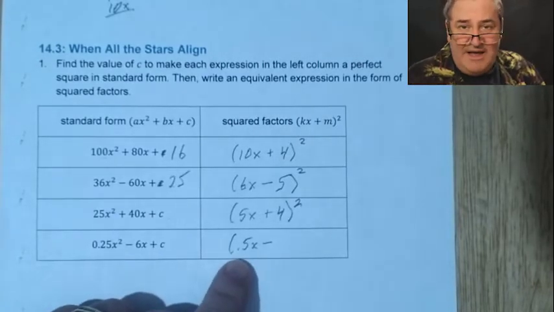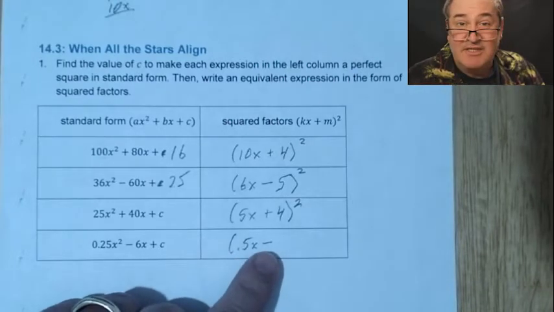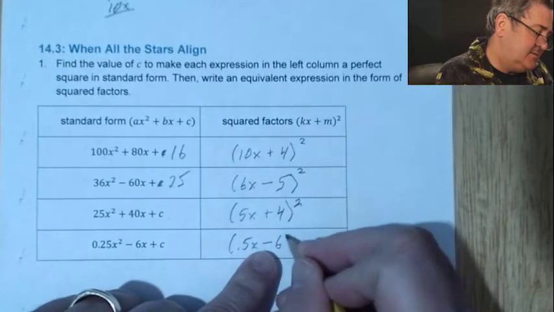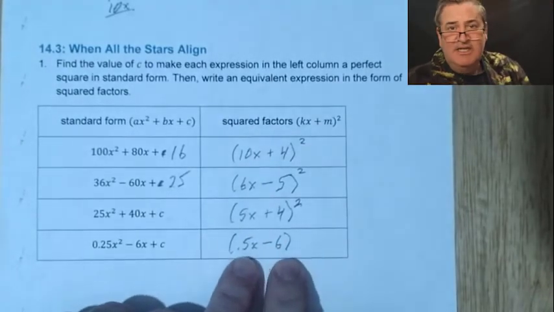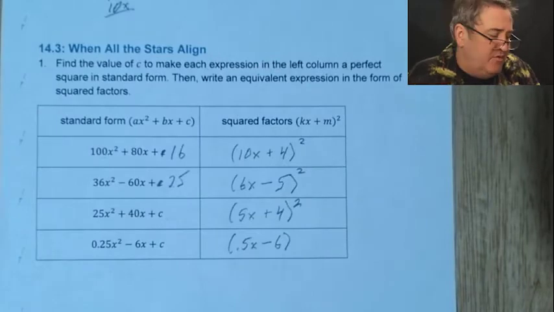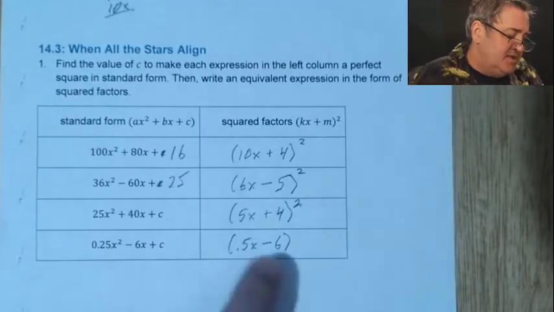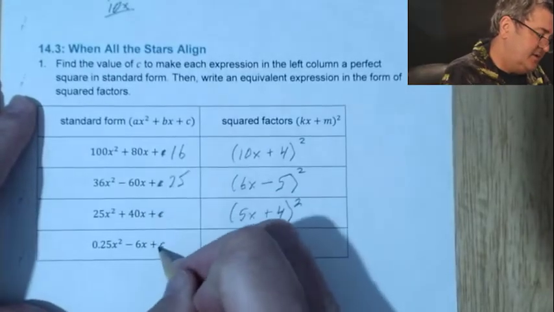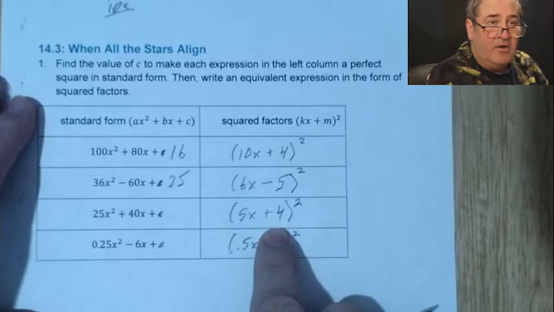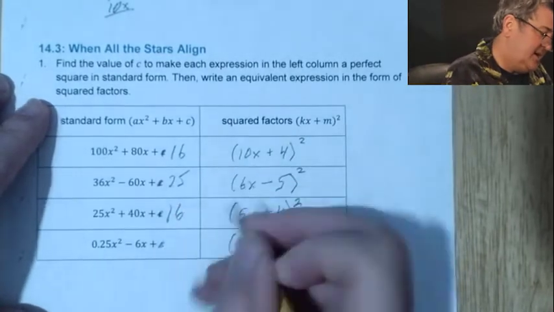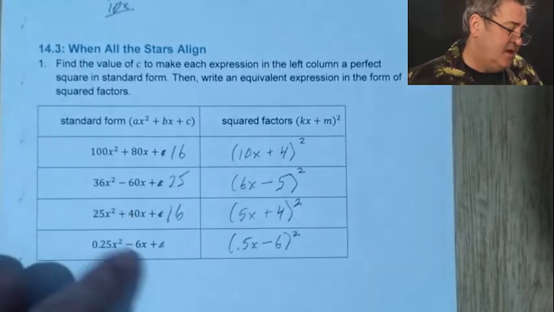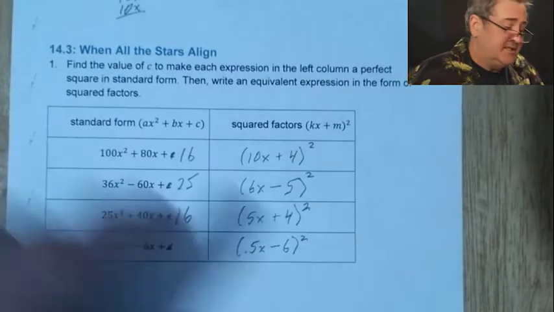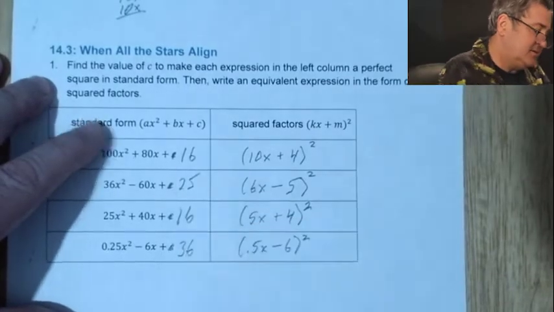So 0.5 times what would be minus 3? 1/2 times what? Minus 6. Minus 6 times 1/2, times 0.5, would be minus 3x. And so minus 3x and minus 3x would be that. All right, so we got those. Let's figure out what these last two C's are. 4 times 4, so that one's 16, just like the first one is. Minus 6 times minus 6, 36.